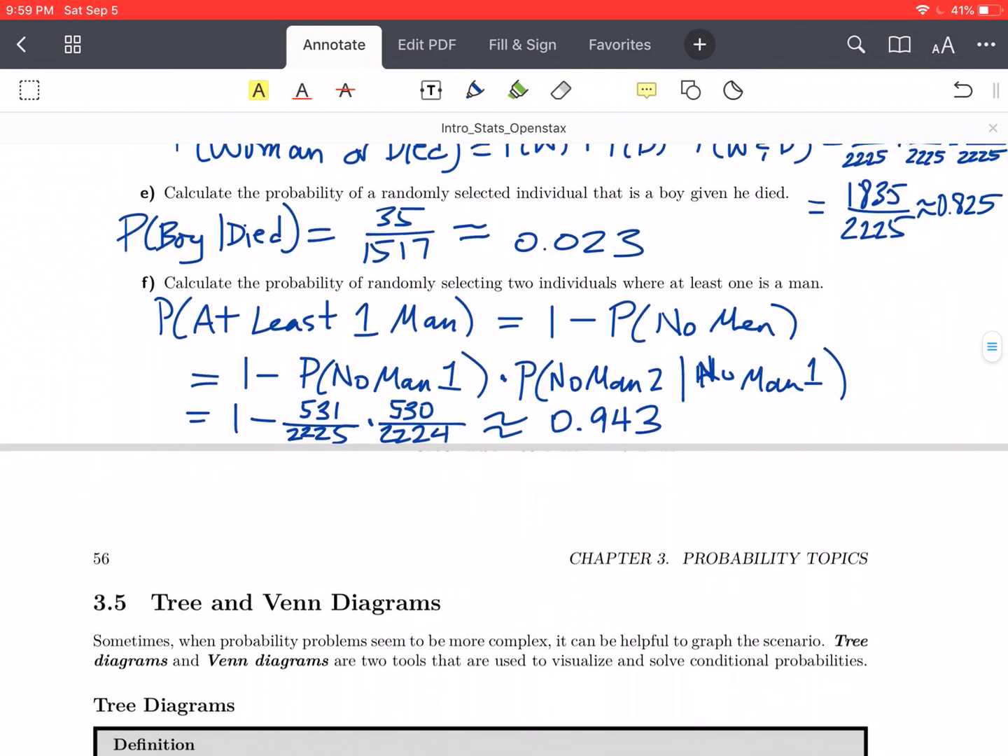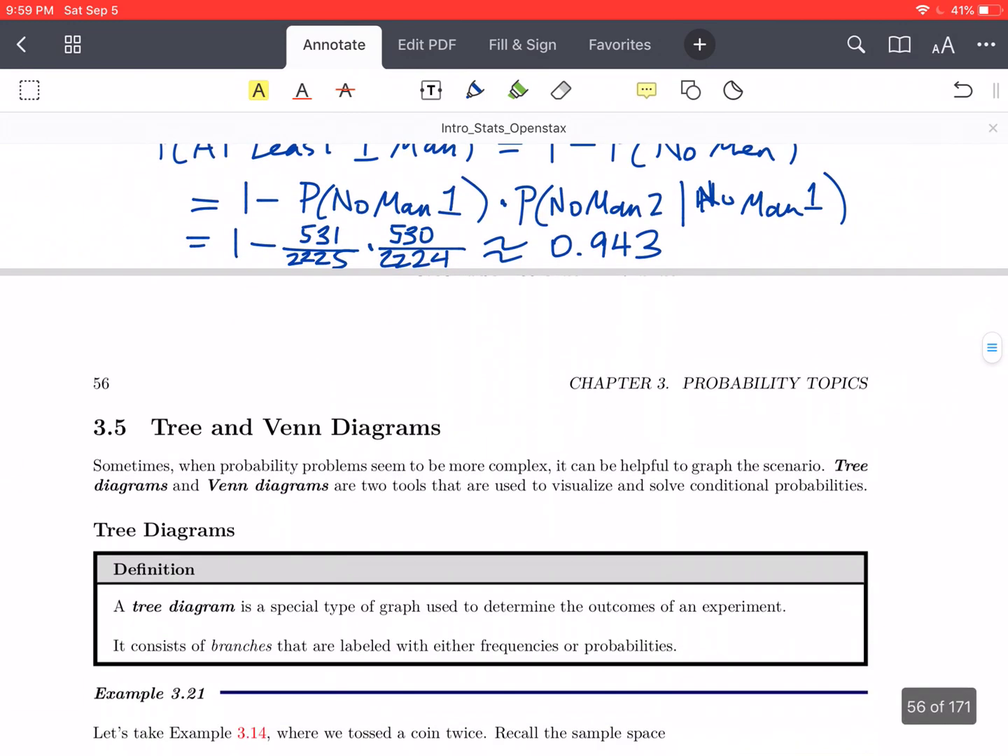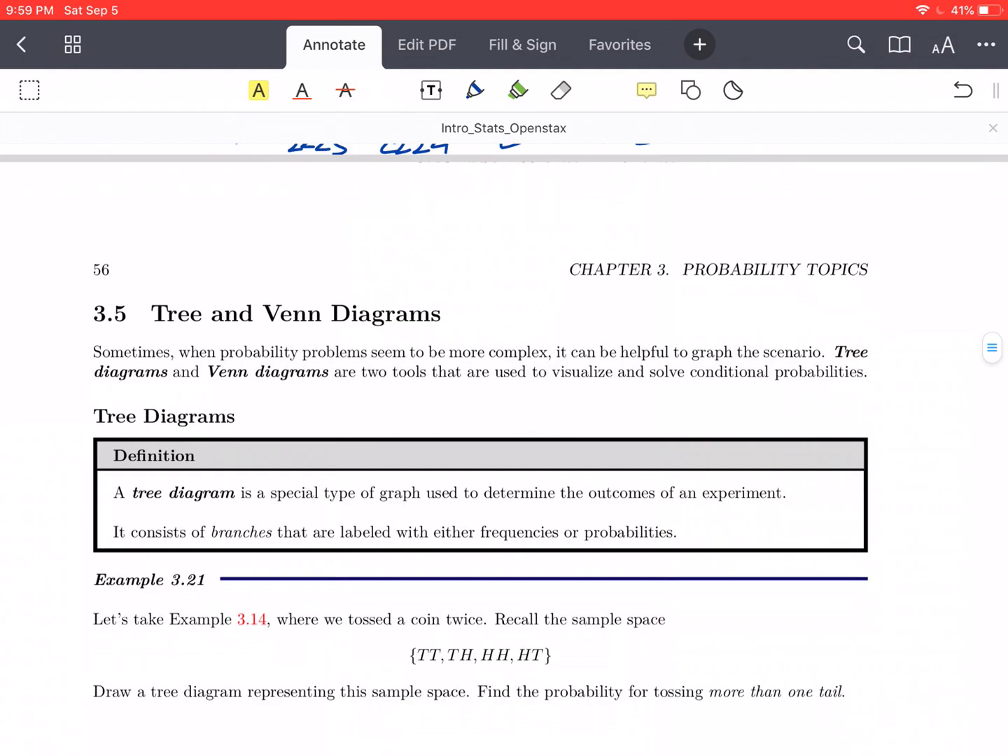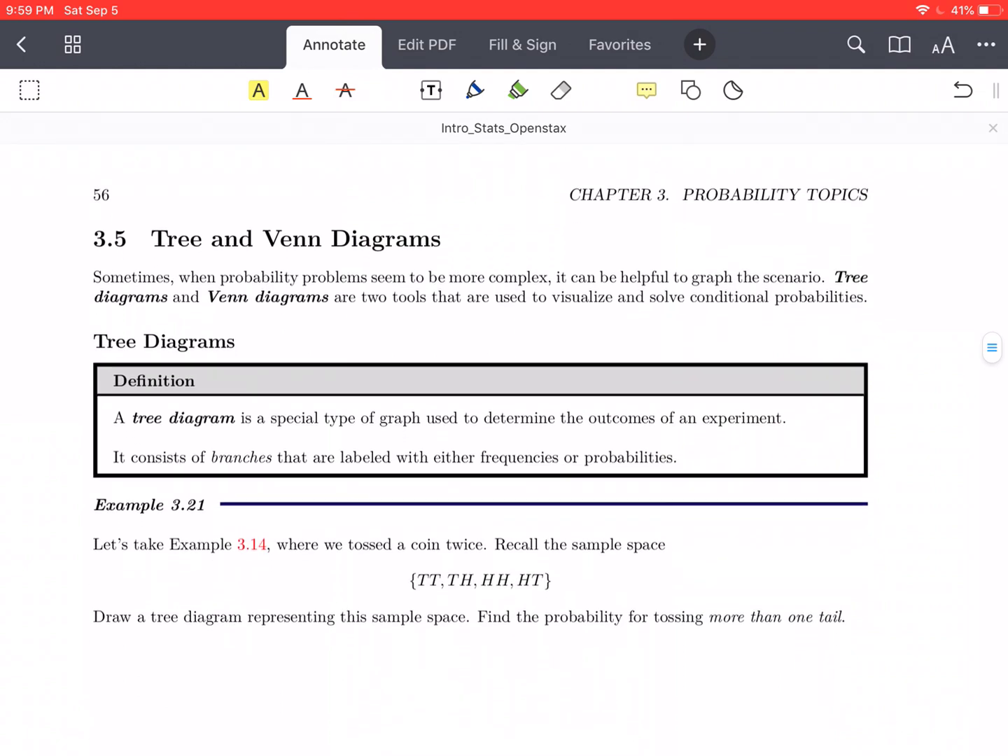Alright, and that brings us to section 3.5. So we're just going to go through this kind of quickly, just another visualization of what's going on here. So looking at tree and Venn diagrams. We've already talked about Venn diagrams a little bit, but now we're going to also introduce the tree diagram. A tree diagram is a special type of graph used to determine the outcomes of an experiment. It consists of branches that are labeled with either frequencies or probabilities.